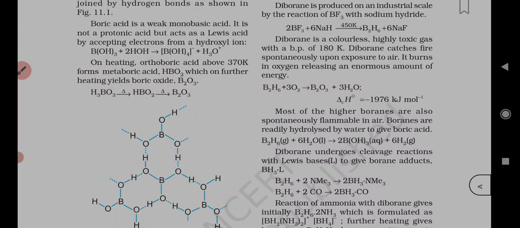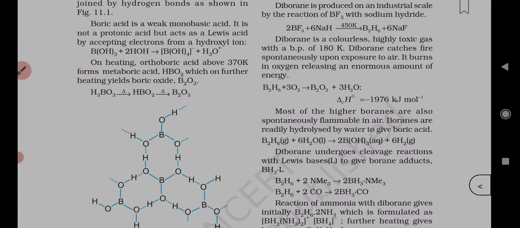Reaction of ammonia with diborane gives initially B2H6·2NH3, which is formulated as [BH2(NH3)2]+ [BH4]-. Further heating gives borazine.